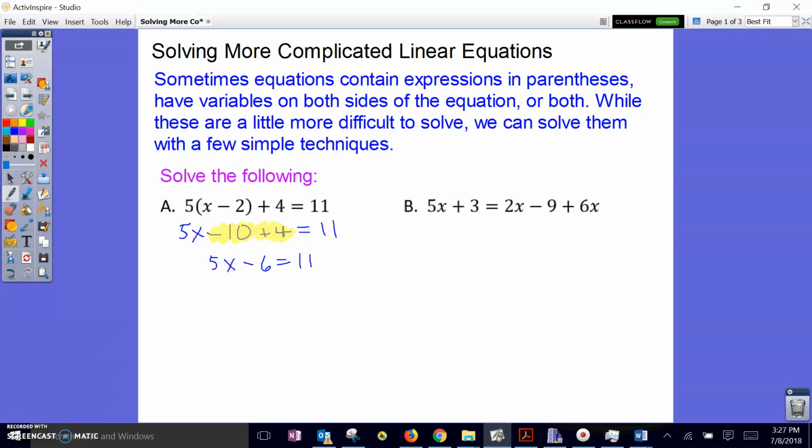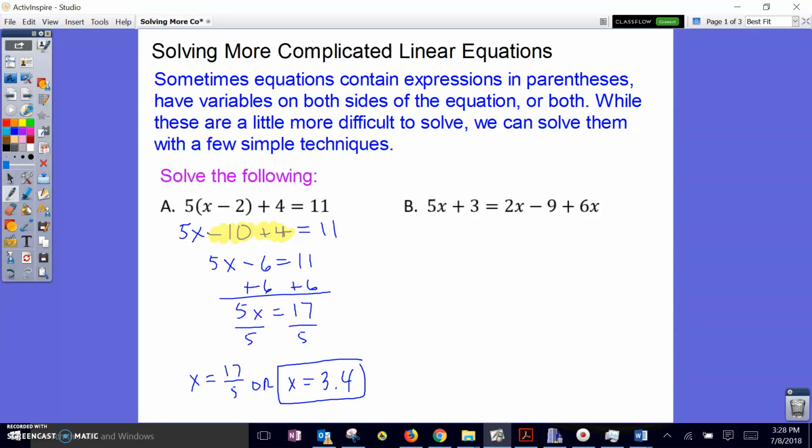And now I'm back to a simple standard 2-step equation. I'm going to add 6 to both sides. And I'm going to divide both sides by 5. And I get that x is equal to 17 over 5, or if you prefer, 3.4. Whichever one of those you prefer, the fraction or the decimal.